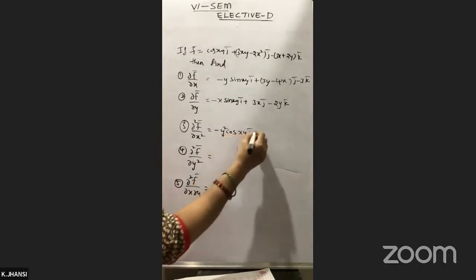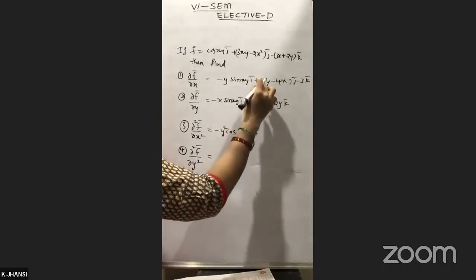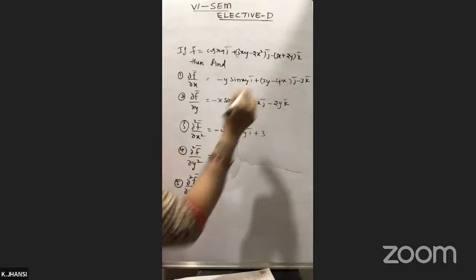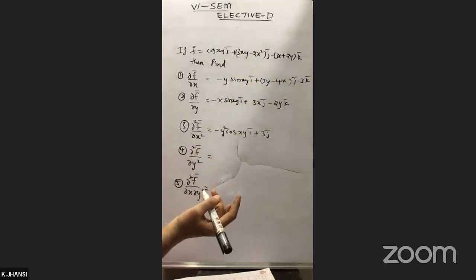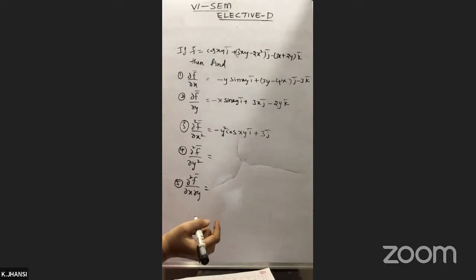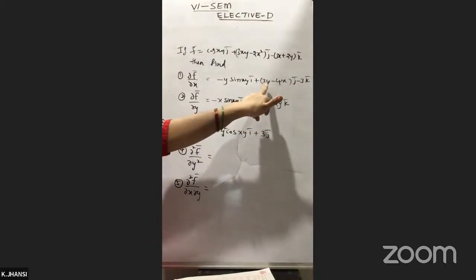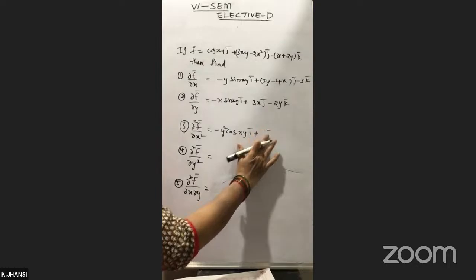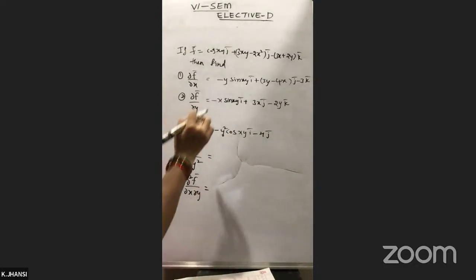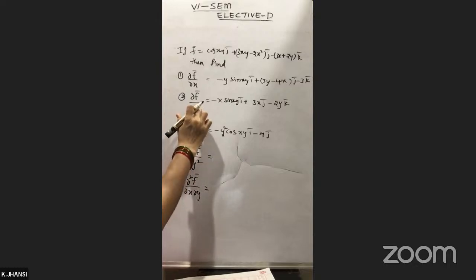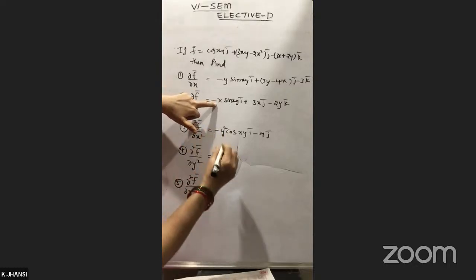After that, plus 3 into y means it is 3, and here x is there, therefore its differentiation is 0. So there you have only the constant term. Sorry, here this 3y will become 0, x differentiation we are doing now. So it is minus 4j. Minus 4j.